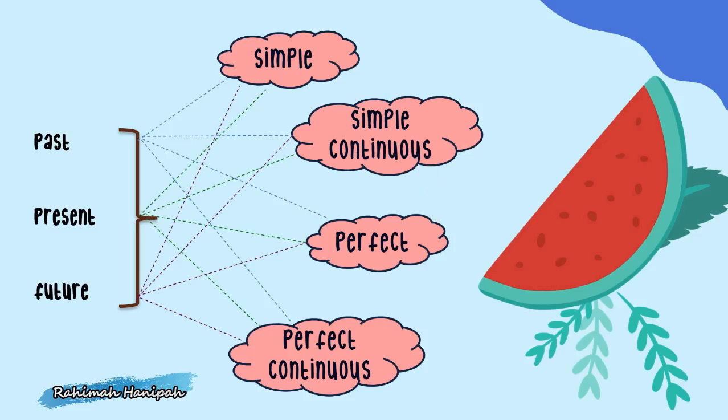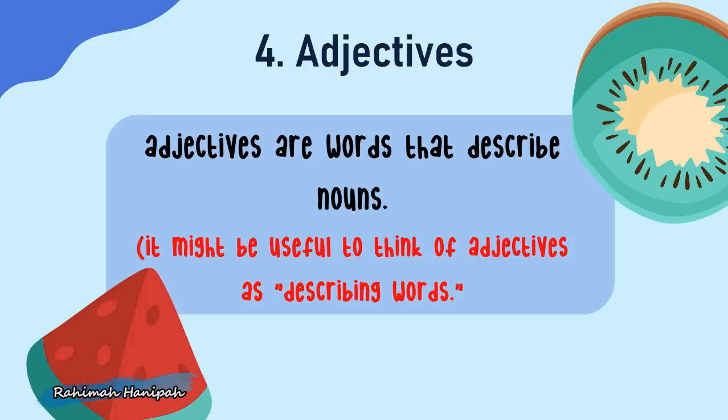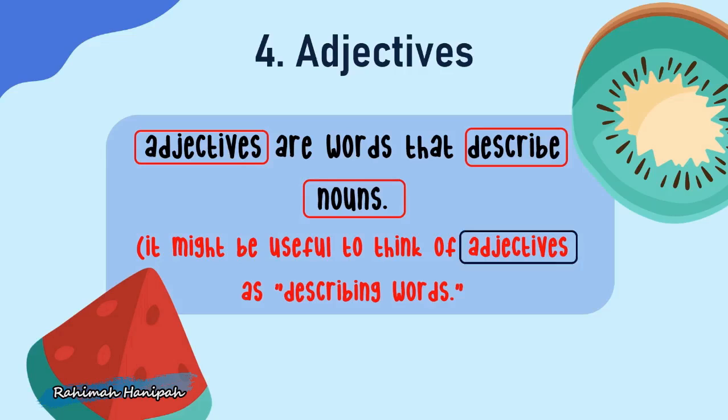Okay, the fourth one will be about adjectives. Adjectives are words that describe nouns. It might be useful to think of adjectives as describing words. When we say nouns, any words, anything that we can see, everything that is around us, we can describe it using adjectives.